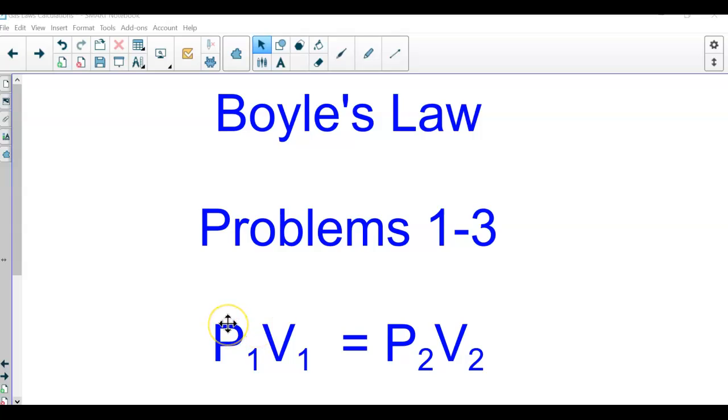When we go through Boyle's, Charles, and Gay-Lussac, you're going to see that one of the three conditions of pressure, volume, or temperature are held constant, meaning it does not change. So in this case, I have no temperature, no T, so therefore temperature is held constant with Boyle's law. So we have P1 V1 equals P2 V2. That means we're going to see a change in pressure and in volume.